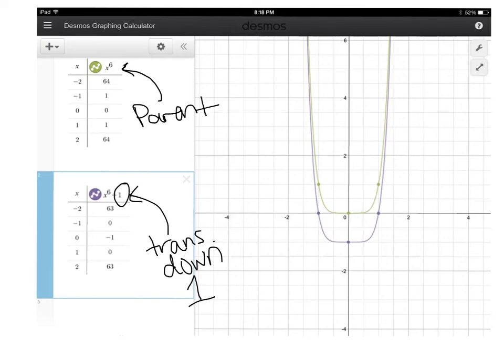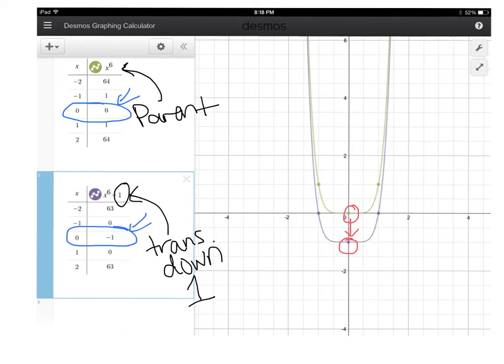You can see the minimum of the parent function is now shifted down 1 unit to 0, negative 1. We can confirm that in the table here: the parent function has a minimum at 0, 0, where our minimum for x to the 6 minus 1 is at 0, negative 1. Negative 1 is the lowest y value here, whereas 0 is the lowest y value in our table for the parent function.